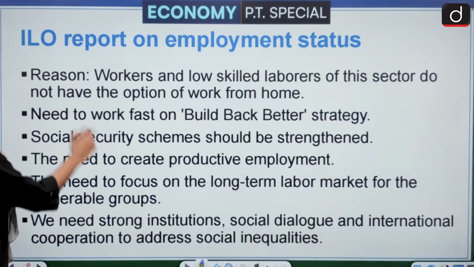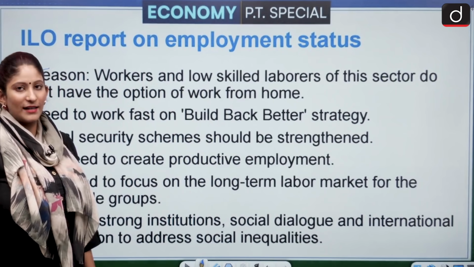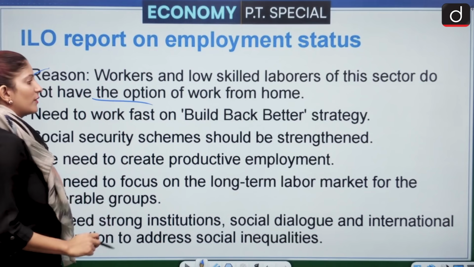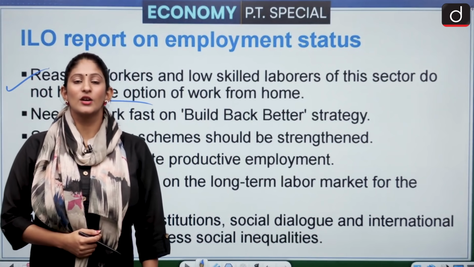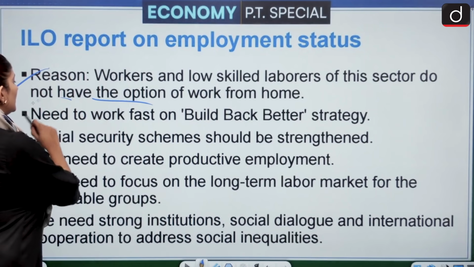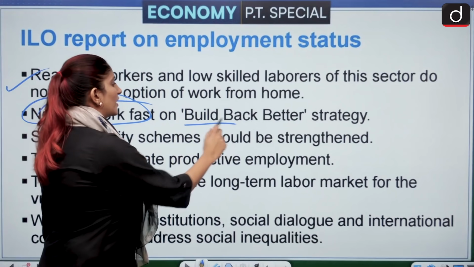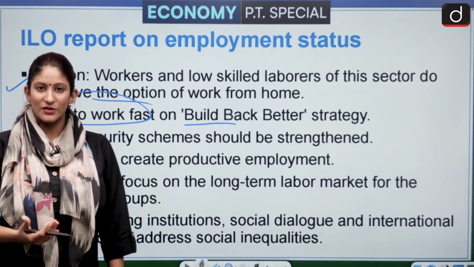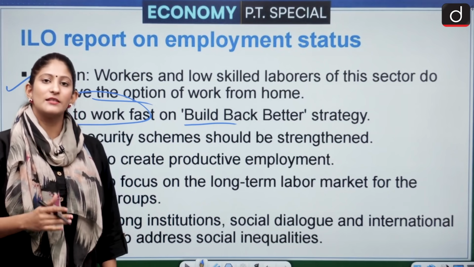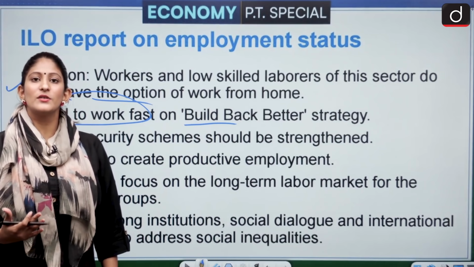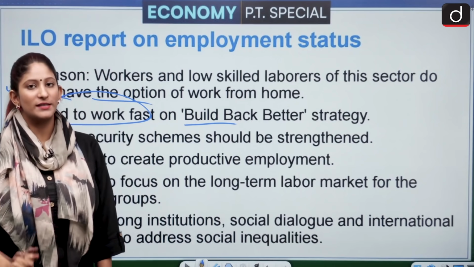Let's move forward. And the reason for unemployment: workers and low-skilled laborers of the sector do not have the option of work from home. How can you expect laborers who are engaged in the construction industry to work from home? And we need to work faster and quicker on a build back better strategy. That means whatever has been disrupted by the COVID pandemic, we need to build it back better with the help of skilling the workers and also having more robust policies on social security schemes.